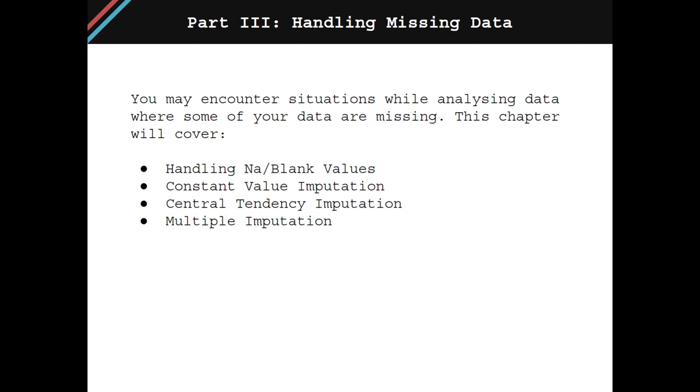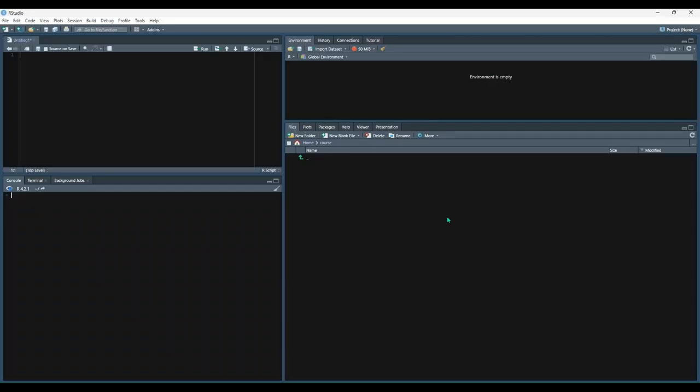Sometimes you'll be able to manage by just ignoring this data. However, other times you will need to impute the missing data. This just means you end up coming up with a value that makes sense to use in place of the missing data. The three imputation methods we're going to cover in this chapter are constant value imputation, central tendency imputation, and multiple imputation. Let's start by covering common methods and formulas for identifying and isolating missing data.